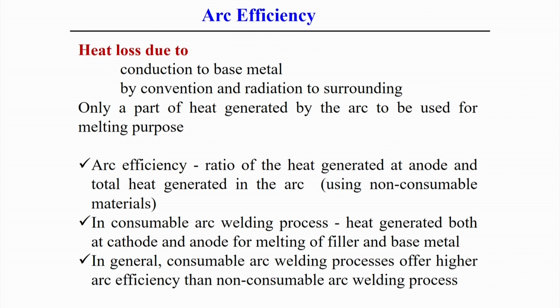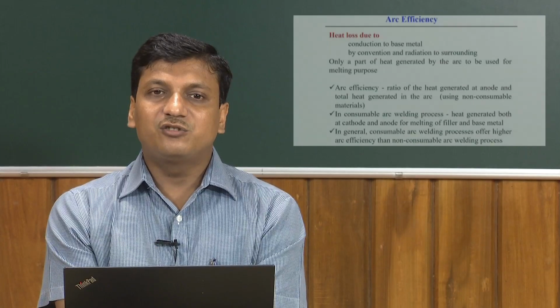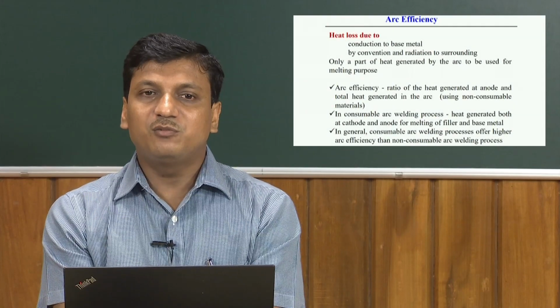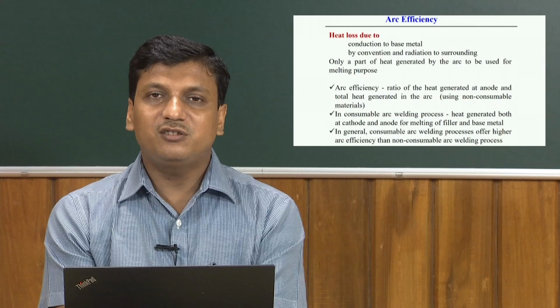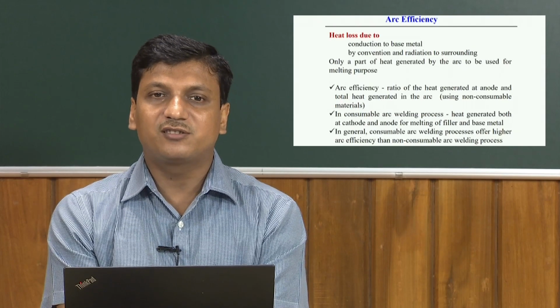So, arc efficiency can be defined as the ratio of the heat generated at the anode and the total heat generated in the arc. This ratio basically defines the arc efficiency, but of course, in this case it should be using non-consumable electrode materials.